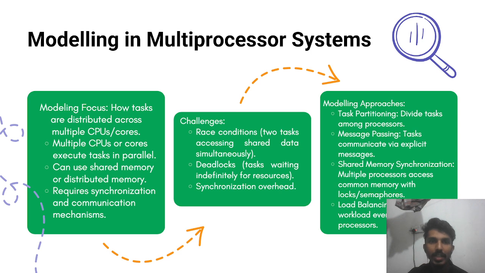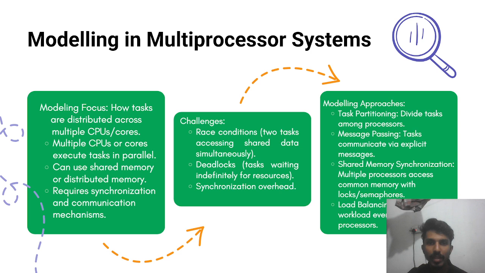Next, modeling in multiprocessor systems. So in multiprocessor systems, we have multiple CPUs or cores. So we can execute tasks or processes concurrently, and tasks are executed in parallel. Shared memory or distributed memory is used, and it requires synchronization and communication mechanisms. Modeling approaches: task partitioning, message passing, shared memory synchronization, and load balancing.